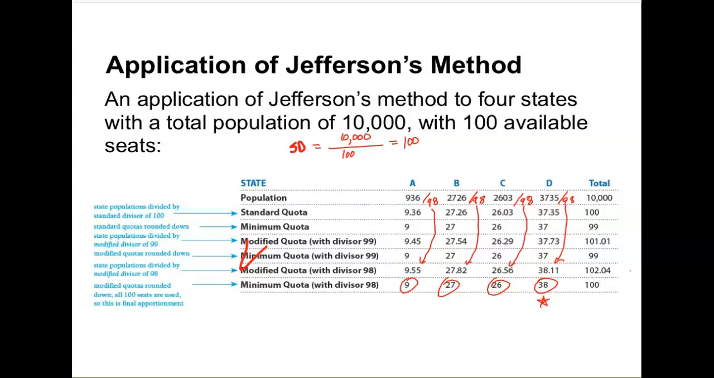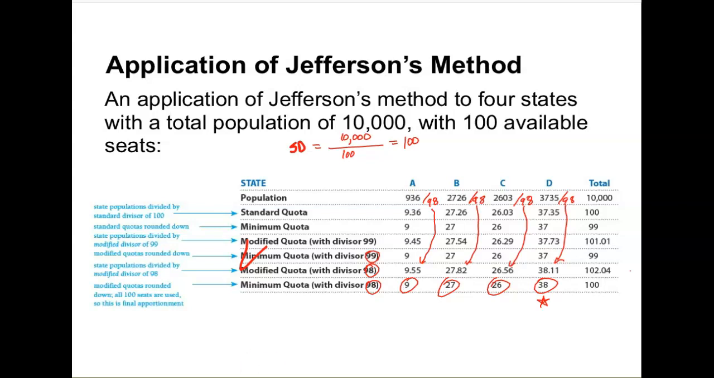And so you just keep decreasing your divisor until you end up with decimals where when you chop off the decimal place, it adds up to the total number of seats you had to give away. So that is Jefferson's method.